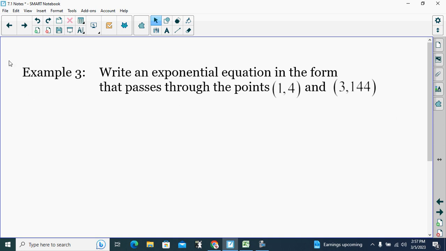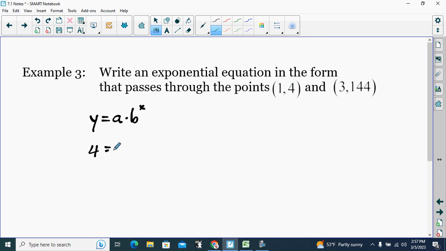Instead, what we are going to do is start with y equals a times b to the x, and we are going to plug in one of the points for x and y. Let's start with the smaller one. So 4 for y would say 4 equals a times b to the first. Notice I want to solve for a and b. I want to figure out what a and b are. I've got 2 variables, a and b, so I need 2 equations. I need a second equation, which comes from plugging this in for x and y. 144 equals a times b to the third.